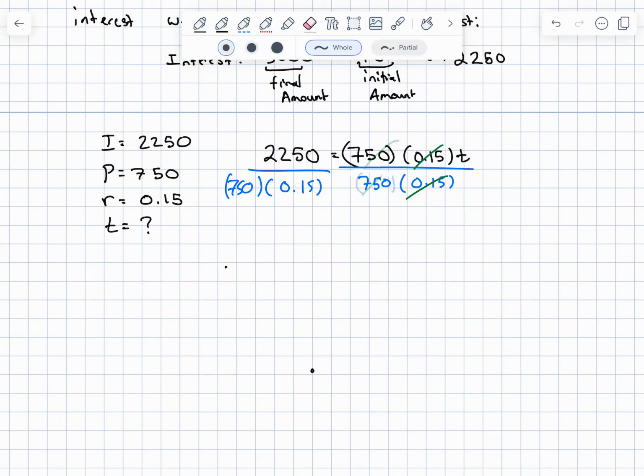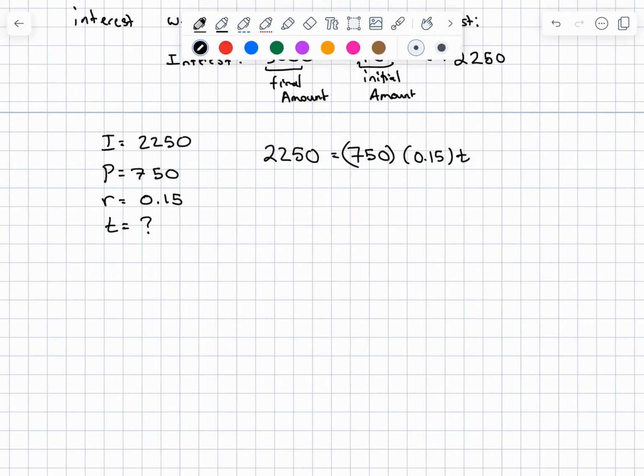So anyways, that is still an option. What I did in blue there, you can definitely do that. It's not wrong to do so, but I think it would be easier to deal with if you write it as a coefficient, like as a number first. So once again, 2,250 equals 112.5 T. We've got to get rid of that 112.5, so we're going to divide both sides by 112.5. That cancels it on the right and gives us that T is equal to 20.